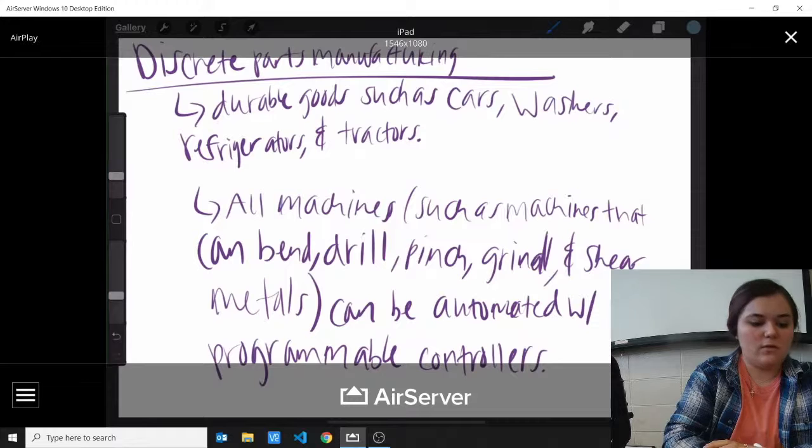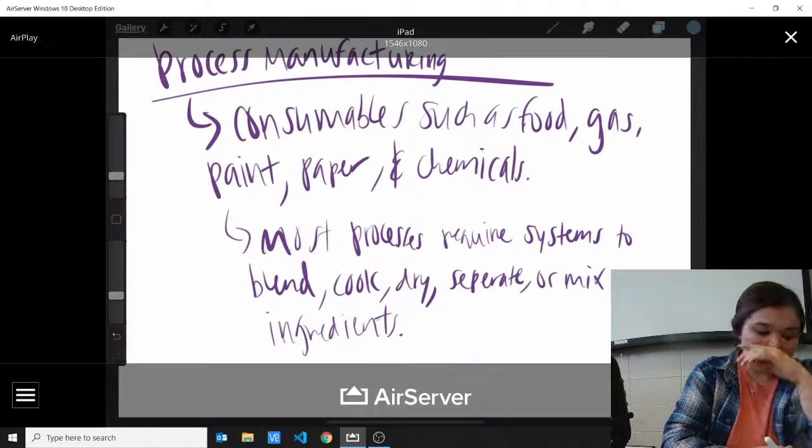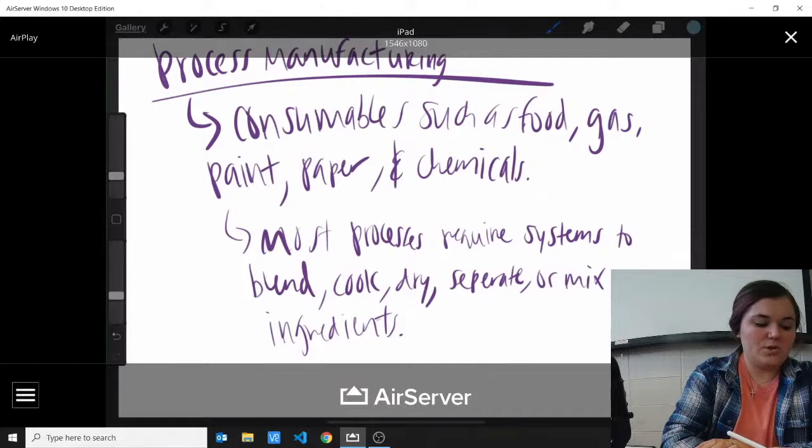And then process manufacturing produces consumables such as food, gas, paint, paper, and chemicals, etc. So they're more like the goods that we would see every day in our lives. Most processes require systems to blend, cook, dry, separate, or mix ingredients.